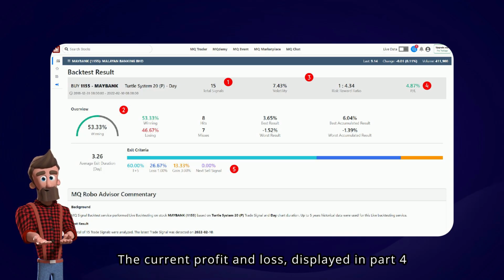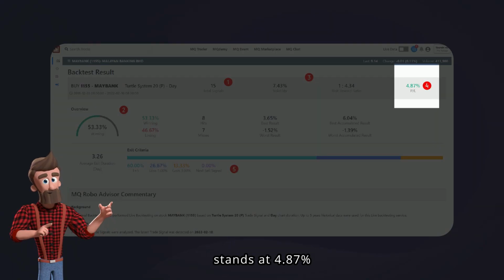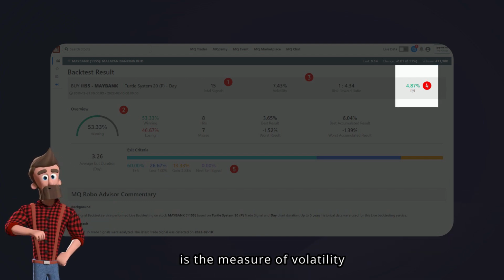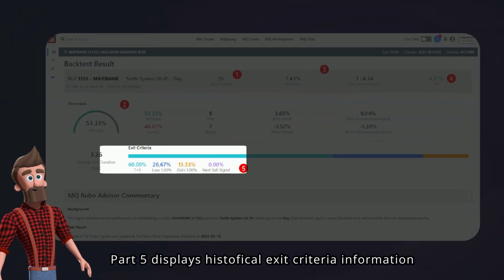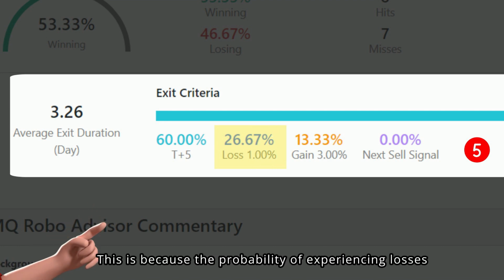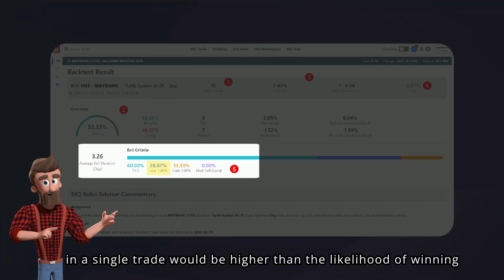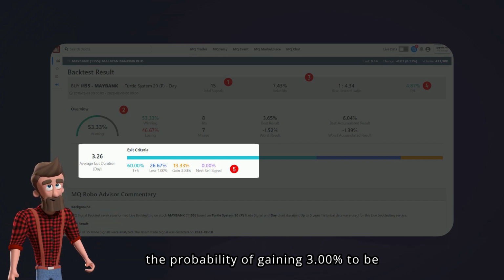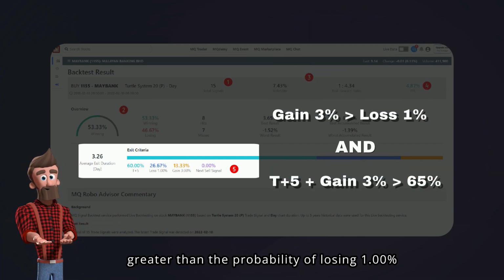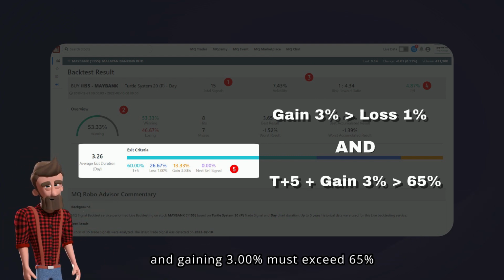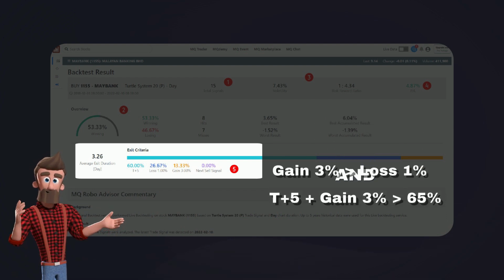The current profit and loss, displayed in Part 4, stands at 4.87%. The difference between the best and worst accumulated results is the measure of volatility. Part 5 displays historical exit criteria information. If we observe that most exits occur at 1% loss, we should avoid this signal. This is because the probability of experiencing losses in a single trade would be higher than the likelihood of winning. The benchmark criteria should require the probability of gaining 3% to be greater than the probability of losing 1%. Additionally, the combined probability of T plus 5 and gaining 3% must exceed 65%.